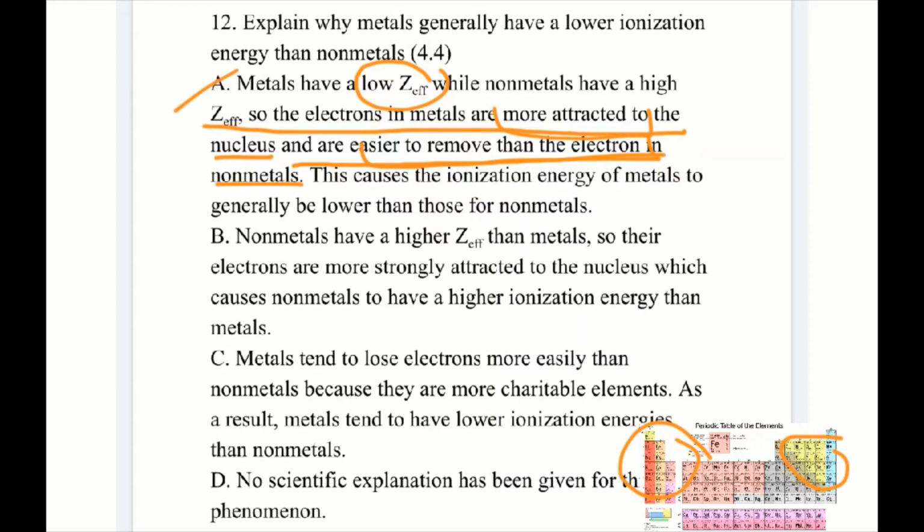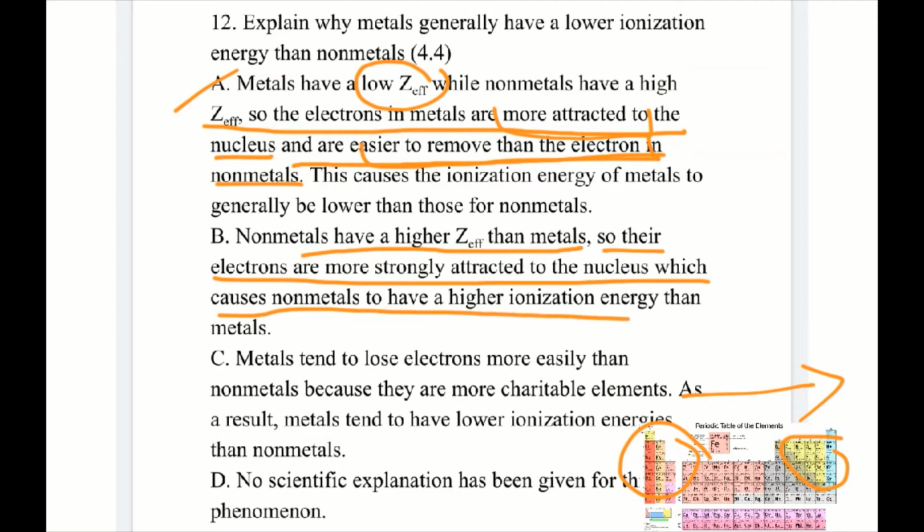Let's look at B. Nonmetals have a higher Zeff than metals. So I agree with that because nonmetals are toward the right. So their electrons are more strongly attracted to the nucleus, which causes nonmetals to have a higher ionization energy than metals. Well, that makes sense. Higher Zeff, higher ionization energy.